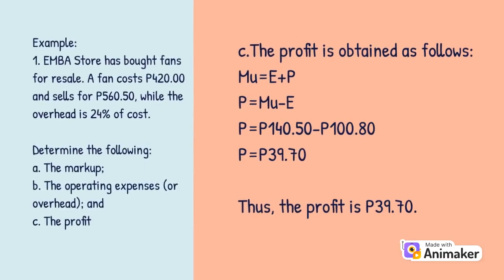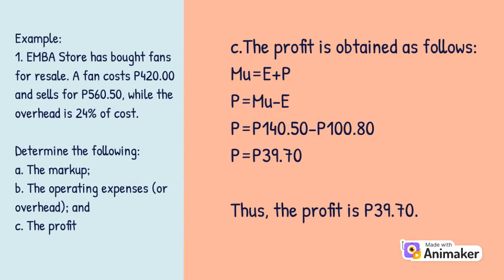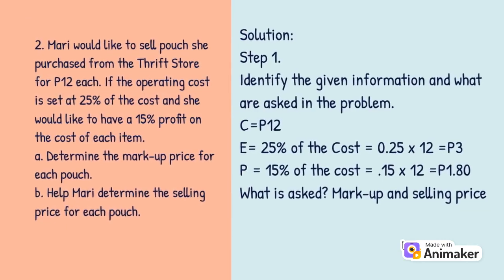For C. The profit is obtained as follows. Use the formula M sub U is equal to E plus P. Thus, we can see that the profit is 39 pesos and 70 centavos. Read and analyze the second problem.